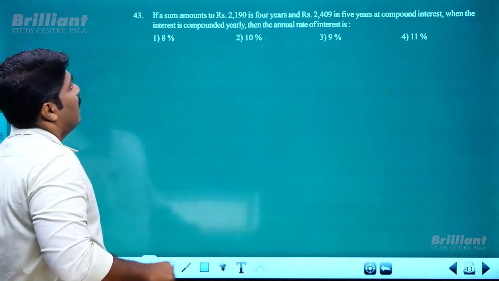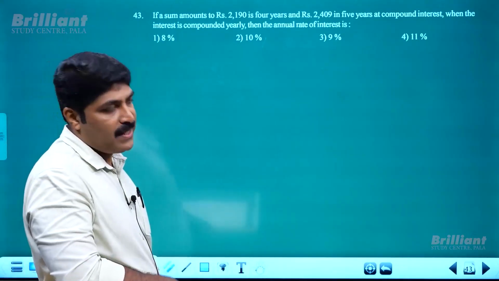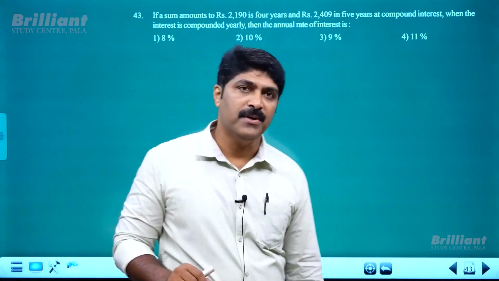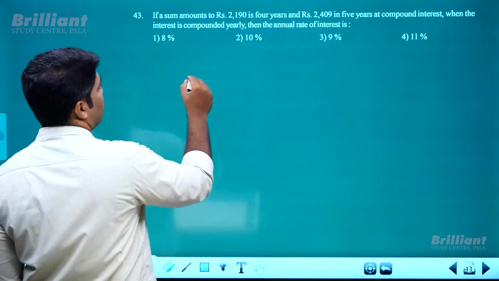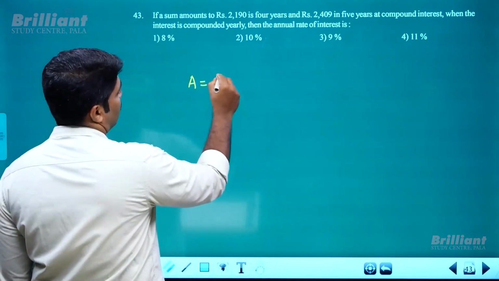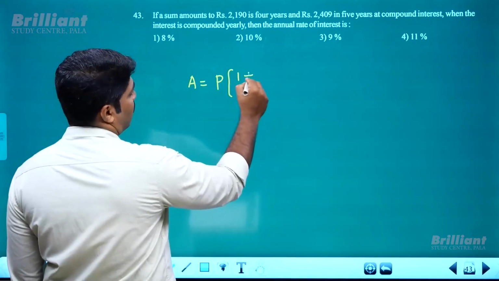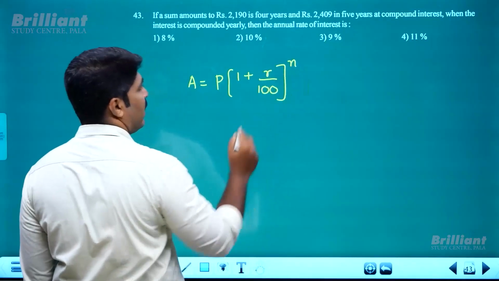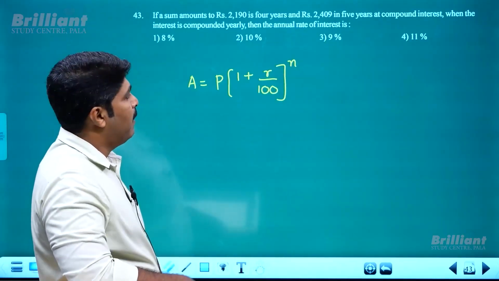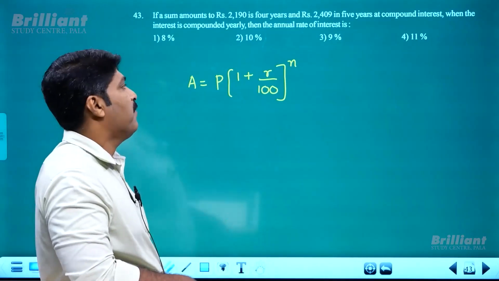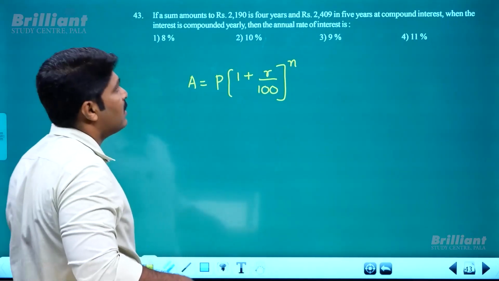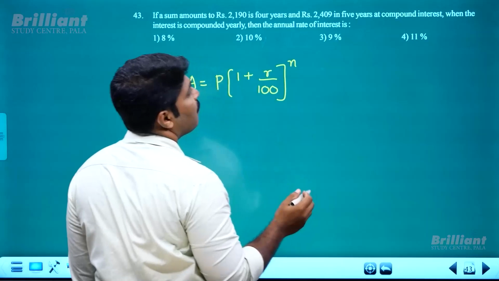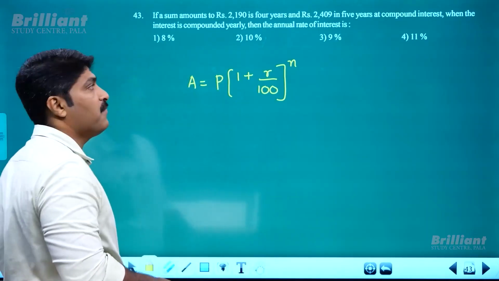The next one is a question from compound interest. You already learned the basic result for finding the amount under compound interest. How to find the amount? Amount under compound interest is principal P, 1 plus rate of interest per annum R by 100, the whole raised to n, the number of years. So this is the result we use for these types of operations. In this question, it is given that the amount is 2190 in 4 years and 2409 in 5 years. Then we have to find the rate of interest.